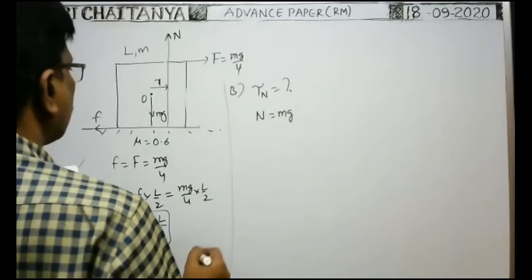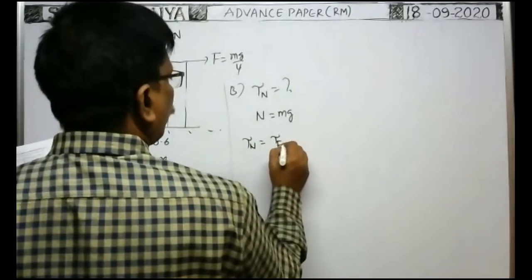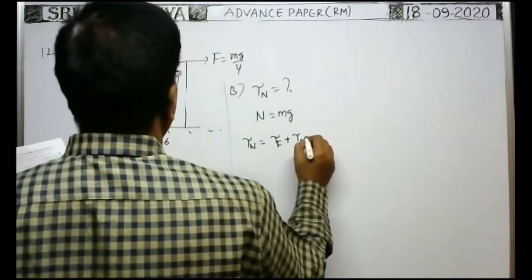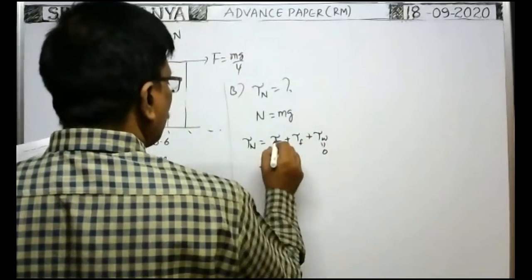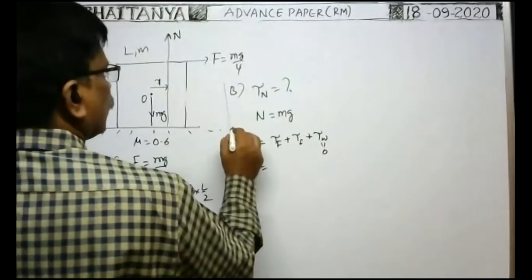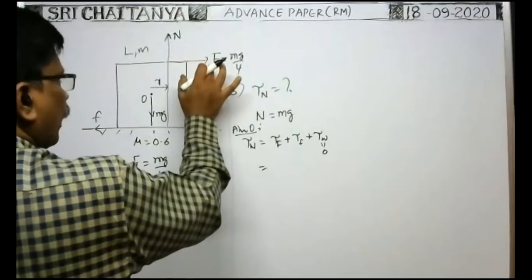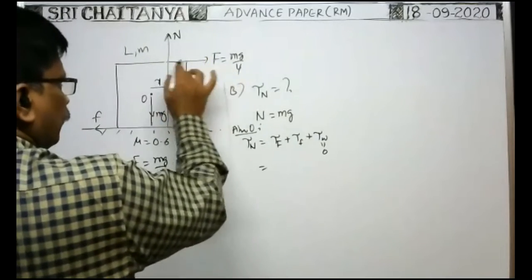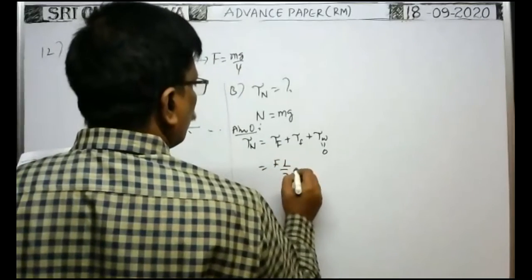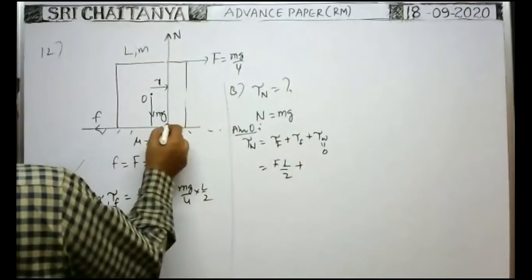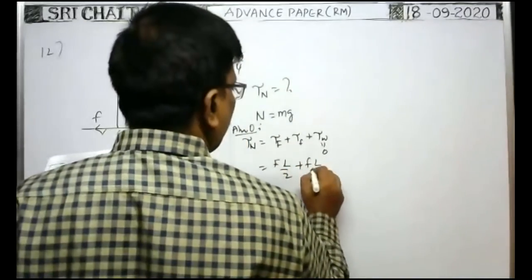Okay, that's why torque due to normal reaction balances the torque due to applied force plus torque due to friction plus torque due to weight. Of course, torque due to weight is 0. About O, they asked, which is the center. Torque due to applied force is F into L by 2, plus torque due to friction, small f into L by 2, because this distance is also L by 2.